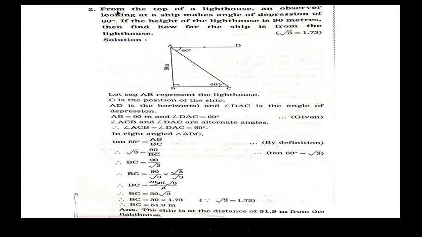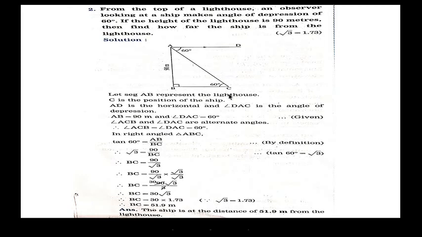Second, from the top of a lighthouse, an observer looking at a ship makes an angle of depression of 60 degrees. If the height of the lighthouse is 90 meters, then find how far the ship is from the lighthouse. And here we are given the value of root 3, that is 1.73.